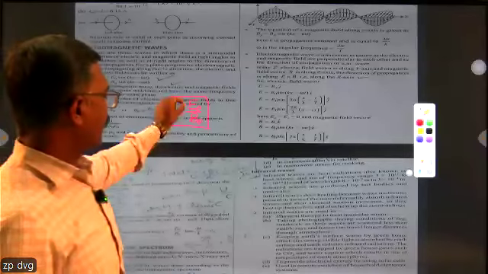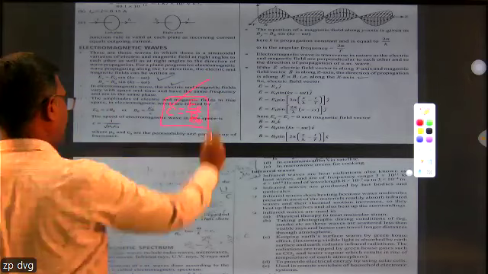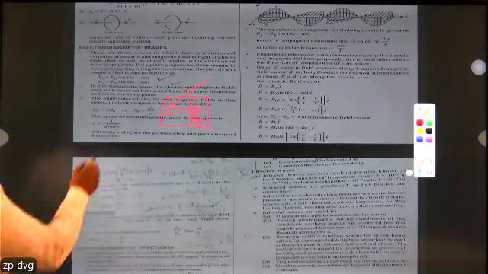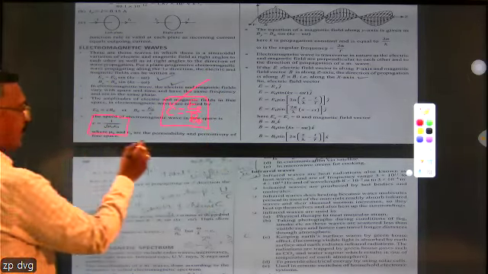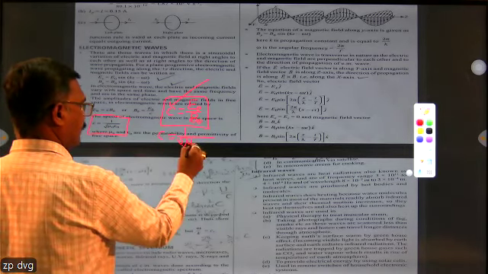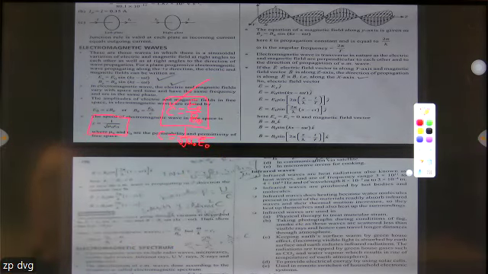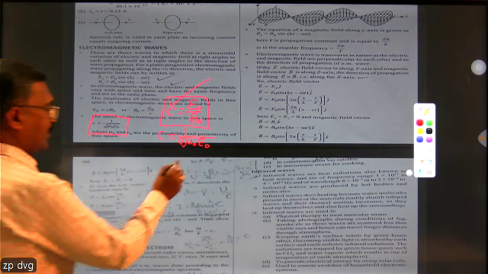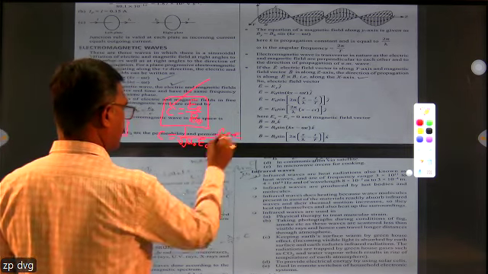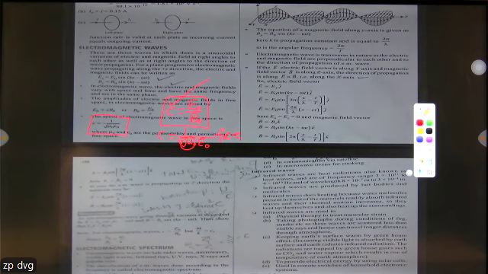What is E naught? The maximum value of the electric component. B naught is the maximum value of the magnetic component. If you divide, you will get C. Other than that, you have an expression for the speed of the electromagnetic wave: C is equal to 1 divided by square root of epsilon naught into mu naught. So this is the expression for the speed of the electromagnetic wave in free space. Mu naught is the permeability of free space, and epsilon naught is the permittivity of free space.